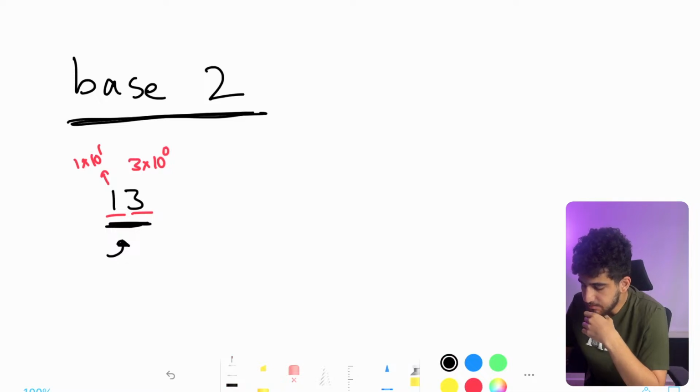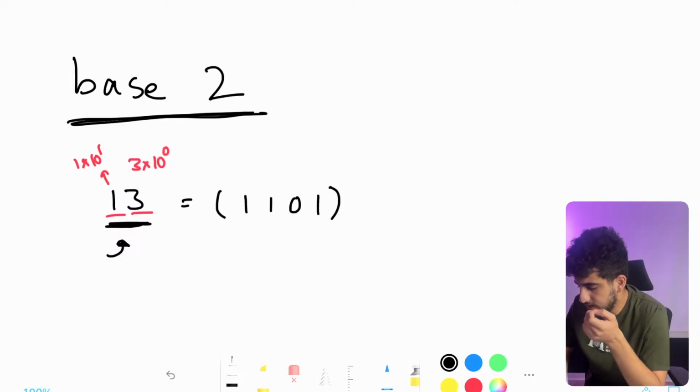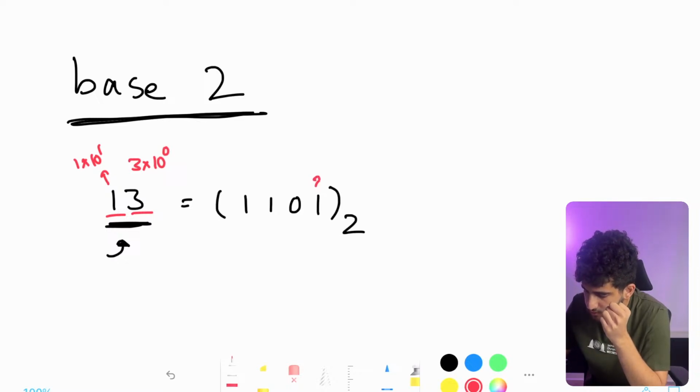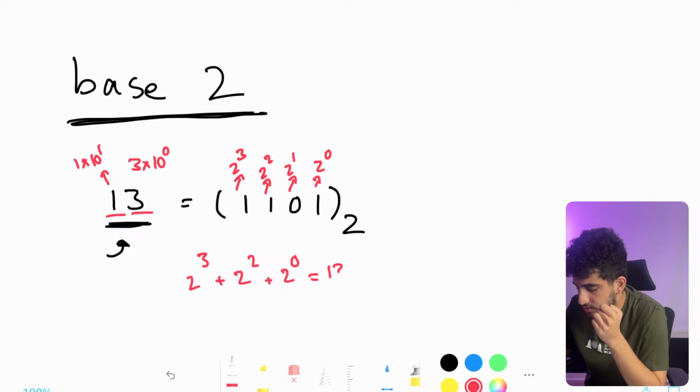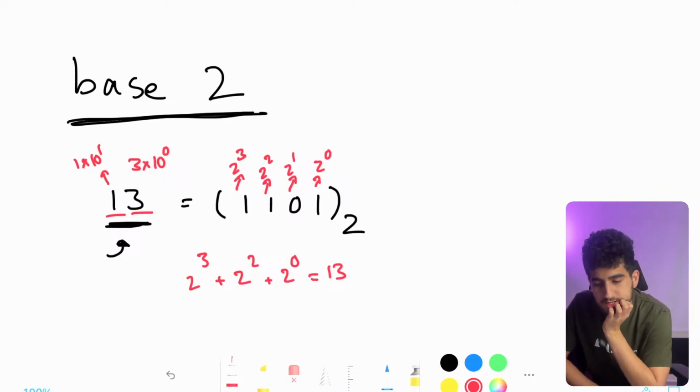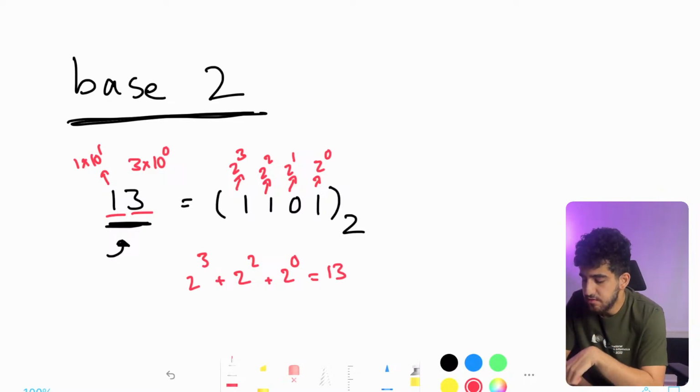And if I want to write it in base 2, it would be something like this. It would be 8 plus 4 plus 1. Because it is 1 times 2 to the power of 0 plus 0 times 2 to the power of 1 plus 1 times 2 to the power of 2 plus 1 times 2 to the power of 3. 2 to the power of 3 plus 2 to the power of 2 plus 2 to the power of 0, you can see that this is equal to the 13 that we had here. So 13 in base 2 is going to be 1, 1, 0, 1.